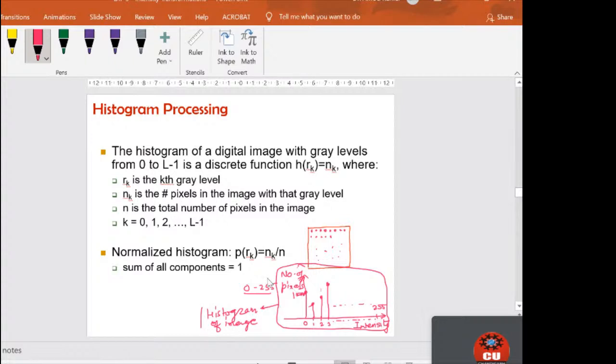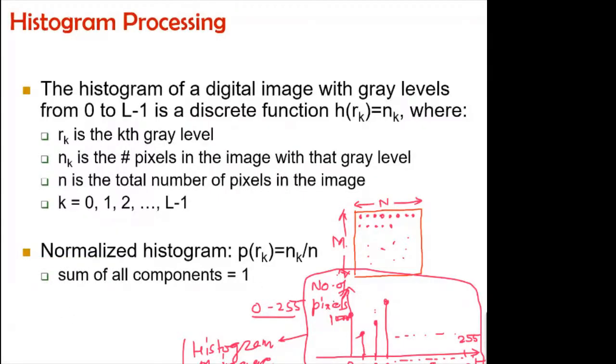Now, let us say this image has a size of m pixels this side and n pixels this side. If I divide the number of pixels by m multiplied by n, so that means now it is number of pixels by total pixels. So the shape of the graph will remain the same. Only thing is that every value will get divided by m cross n. That's all. Nothing else will happen.